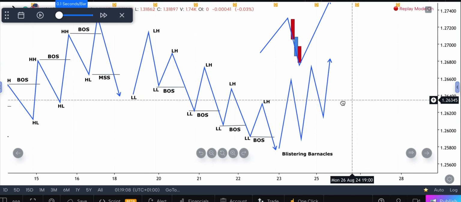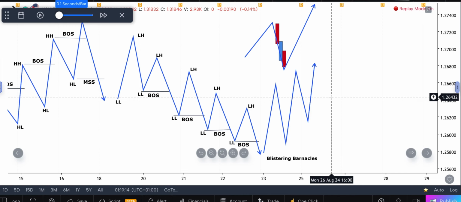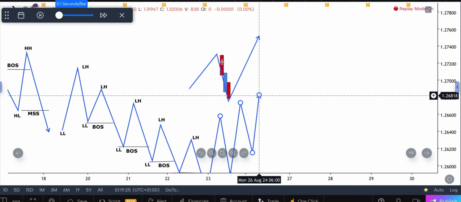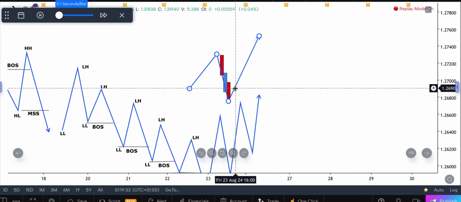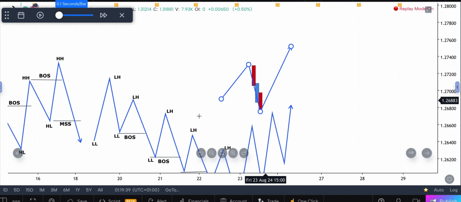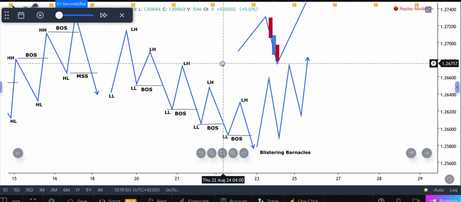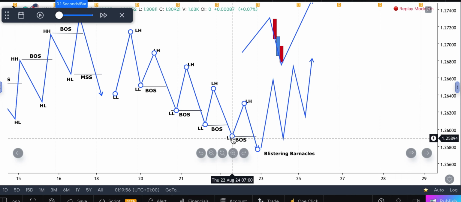So that's for structure. So how do we know a valid pullback? In my own idea, what I see is that once price has a three candle close, that is a valid pullback. So most of the times when we are not sure of the pullback and we get involved in a trade in a wrong pullback, we are going to get stopped out. So we need to know if the pullback that we are seeing is actually the correct one.